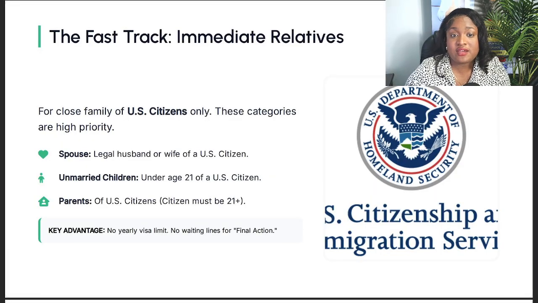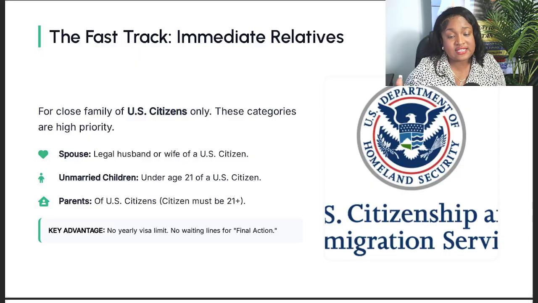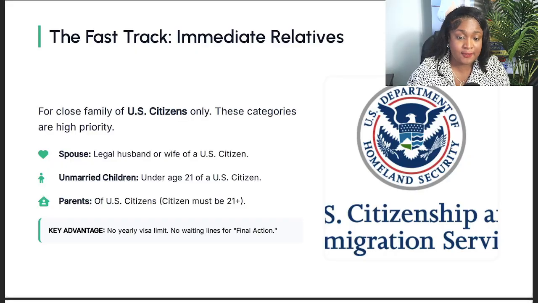So the fast track of immediate relative. This is for close family of US citizens only. Those categories are high priority. They are VIP. So they can send their I-130 and immediately send their green card application. They don't need to wait in line because they are close family of a US citizen.